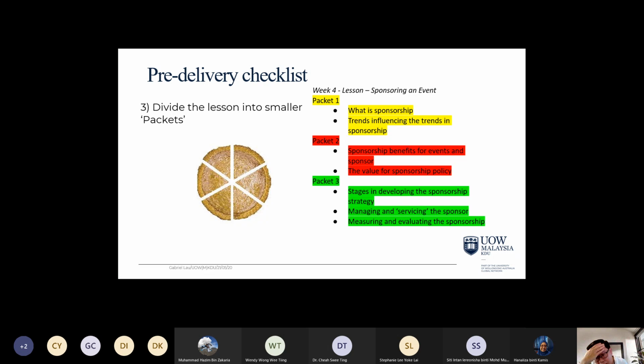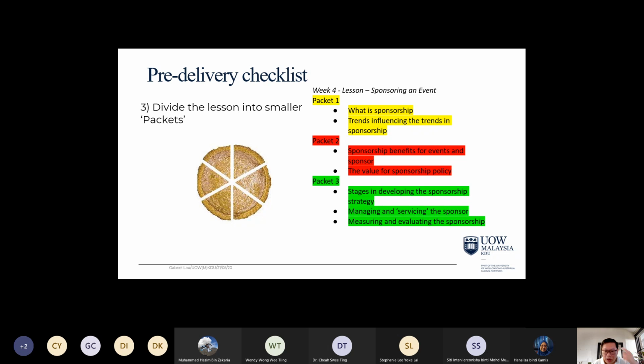How to make sure they can learn online? Break it down into smaller packets. Same thing. Today, our session, I break it down into 3 packets. Pre, during, and post. Okay, so packet 1, what is sponsorship? Now, packet 2 and packet 3. Break it down into small packets. Once you see things in smaller packets, then it is easier for us to understand and easier for us to structure and design the whole delivery for the student. So let's look at packet 1. What is sponsorship? Trends influencing the trends in sponsorship. So that is packet number 1.